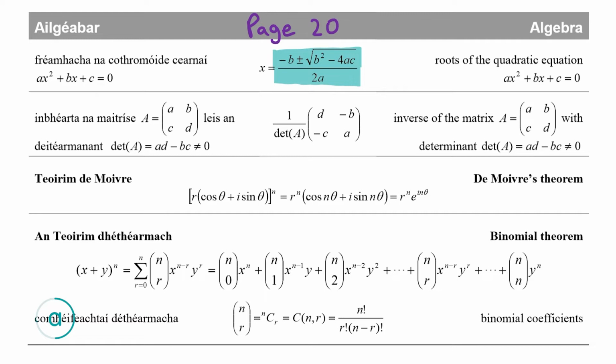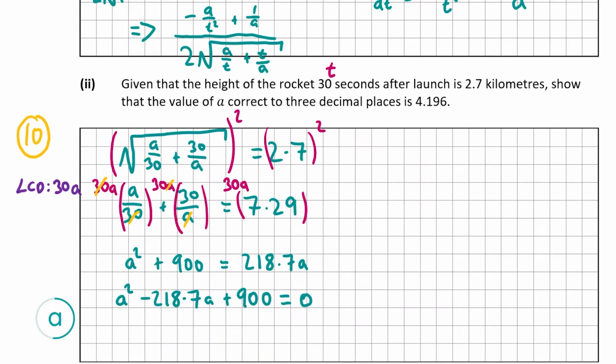If we fill these into the formula, we should get our two values for a, and only one of them will work. So we just need to fill these into the formula, and then we should get our values for a. So our a here is going to be 1, as the coefficient of the a squared is just 1. So keep in mind that a squared is the same thing as 1a squared. Our b is going to be minus 218.7, and our c is going to be plus 900.